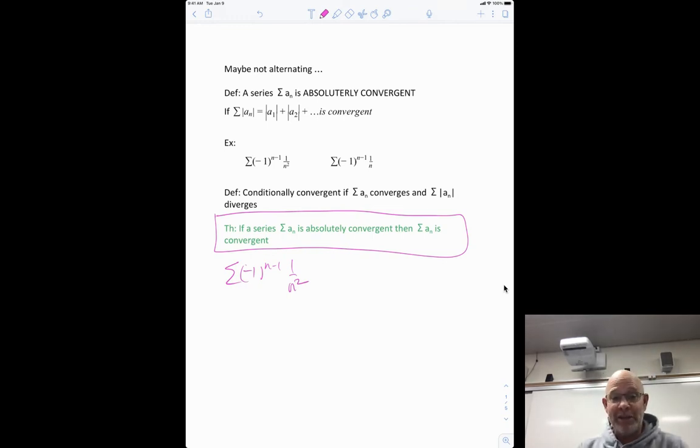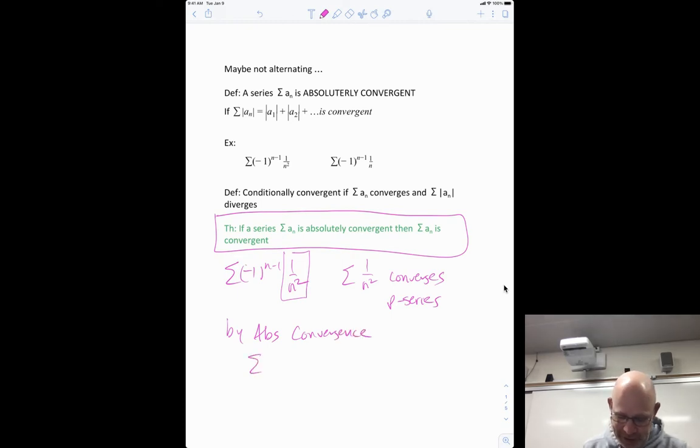I would do an alternating series test in this, but notice this converges, right? 1 over n squared converges. It's a p series. So by the absolute convergence, we know it converges, (-1)^(n-1).